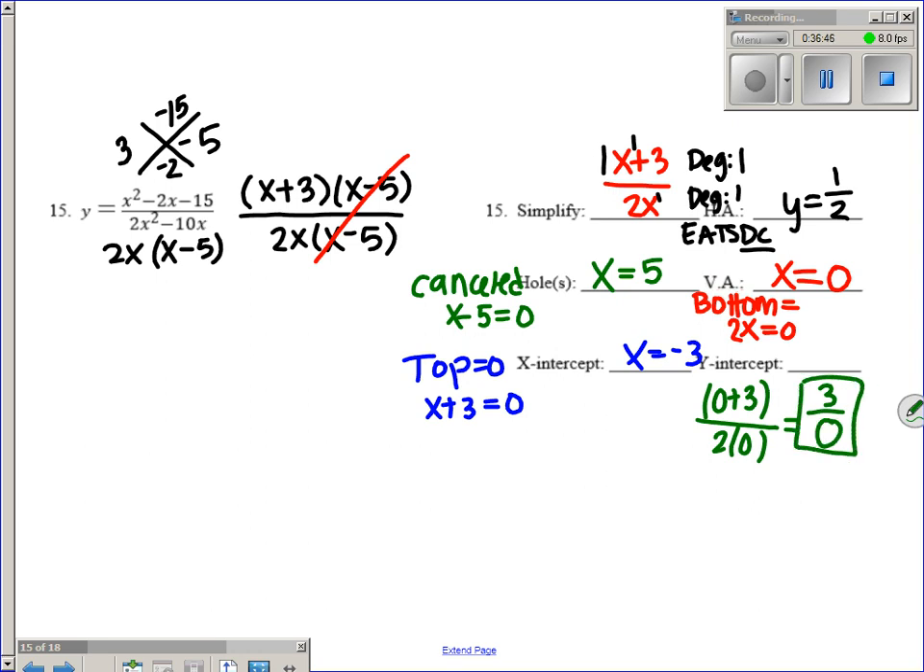Does anybody know what that means if I divide by 0? If you try plugging that in your calculator, it is going to say error. You cannot divide by 0. This is actually called undefined. There will be one like that on your test, so make sure you know undefined is when you divide by 0. You get an error. The answer, if you put a 0 there, is going to be wrong.